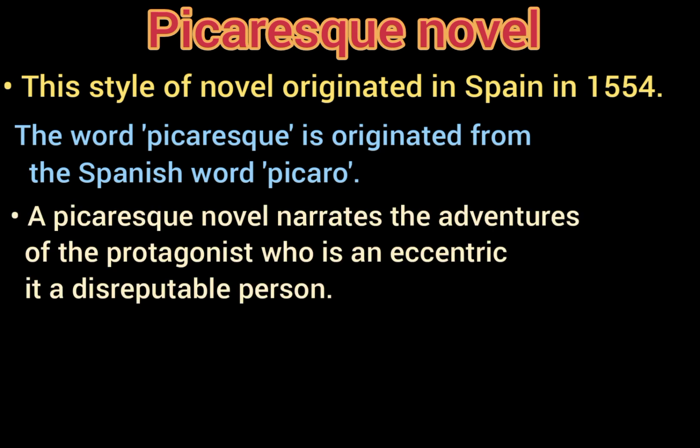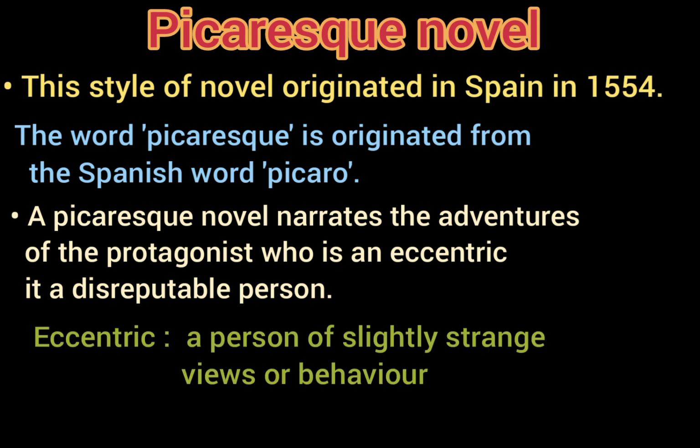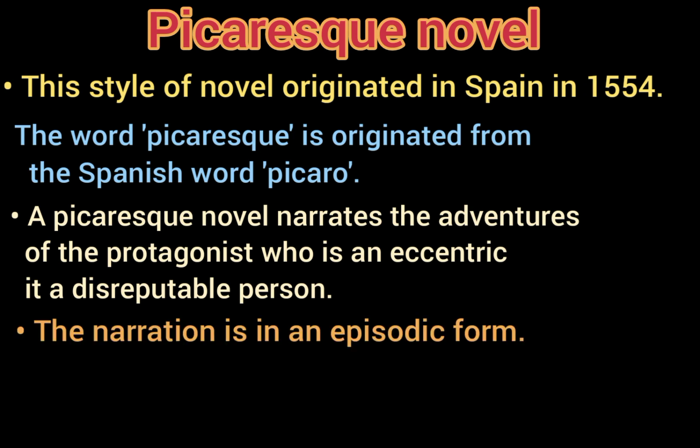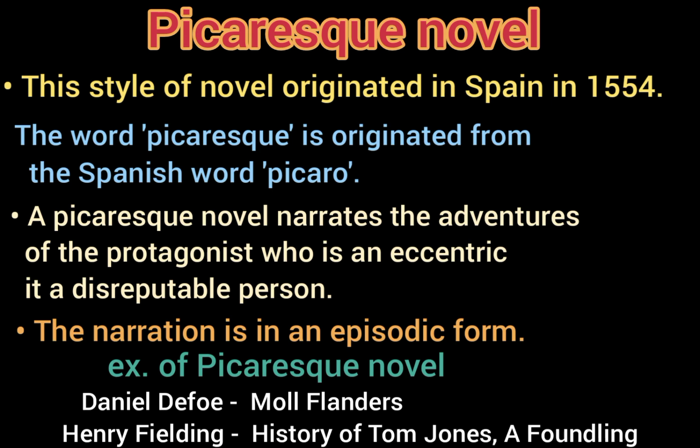A picaresque novel narrates the adventures of the protagonist. Protagonist means main character. A picaresque novel narrates the adventures of the protagonist who is an eccentric or a disreputable person. Eccentric means a person of slightly strange views or behavior. He is an appealing hero. Here, the hero is from a low social class. The narration in a picaresque novel is in an episodic form. Examples of picaresque novels are Daniel Defoe's Moll Flanders and Henry Fielding's The History of Tom Jones, a Foundling.